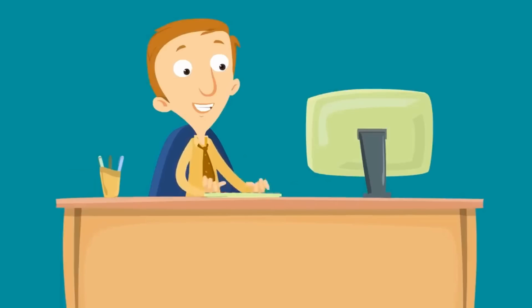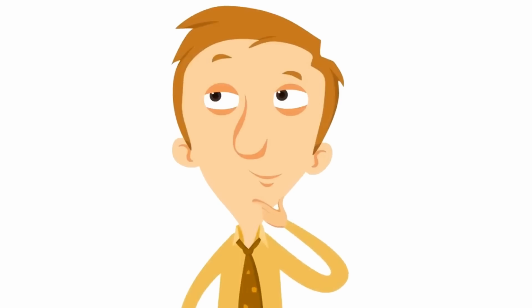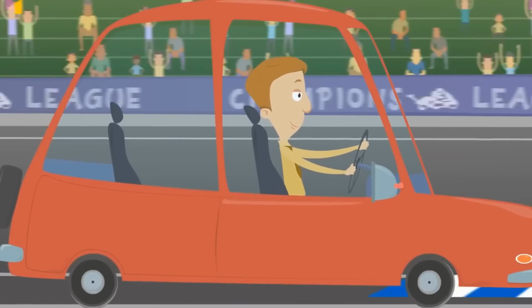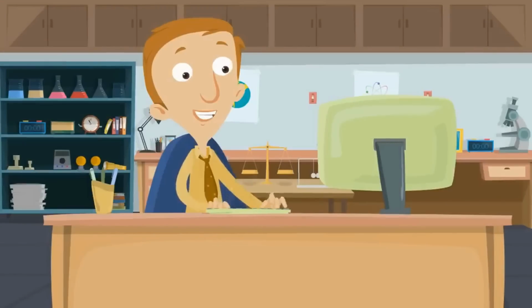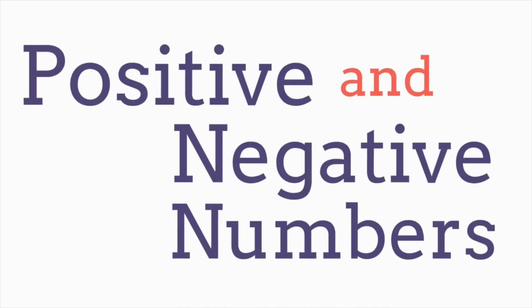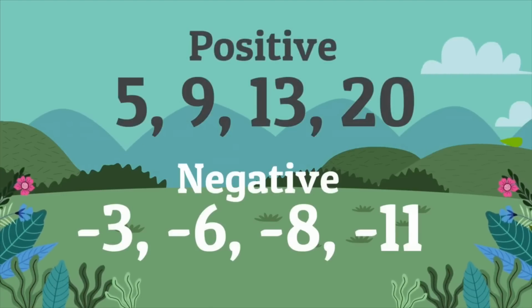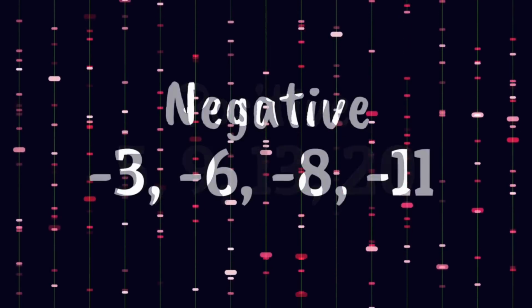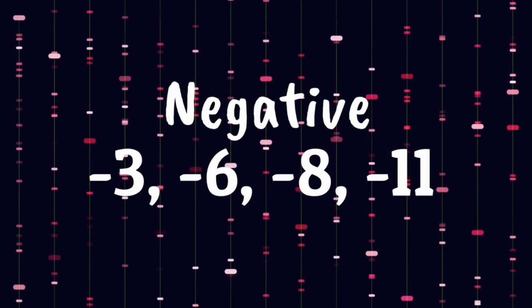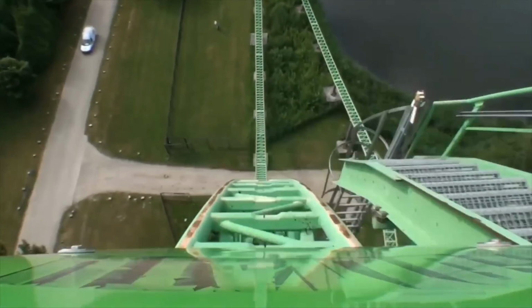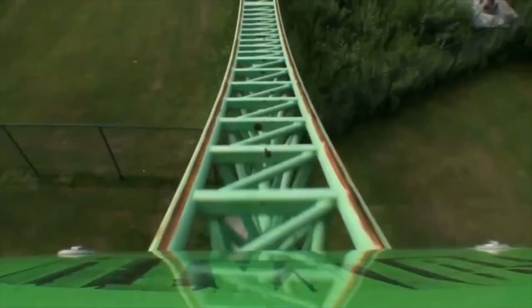Those are decimals. Very cool. Now we're about to get into the next topic. I want to introduce the topic by asking you a question. Hey, have you ever heard of positive and negative numbers? Numbers can be positive or negative. That's what we're going to learn about. What makes a positive number positive, and what makes a negative number negative? And what are some real-life examples of positive and negative numbers? Hold tight, we're going to explore all of these questions and more, starting with this.